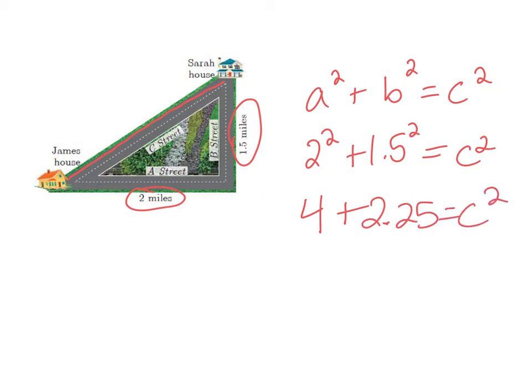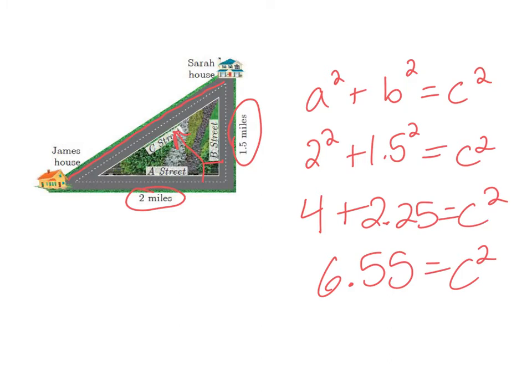And again, I knew that I was solving for C because it's the side that is opposite of my right angle, which means it's the hypotenuse, and we represent that with the letter C in our Pythagorean theorem. So 6.25 has to equal C squared.